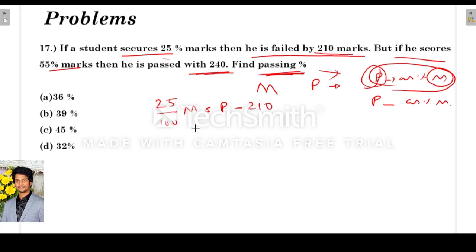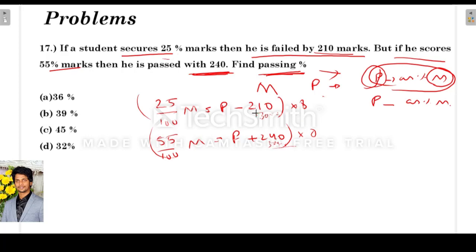Okay. Now if he gets 55% of the marks, he's passed with 240, means he got 240 more than passing marks. So now what we will do, we have to find p as a percent of m, right? So we have to eliminate this and this. So this is 30 into 7, this is 30 into 8, right? So multiply this whole by 8 and multiply this whole by 7, so that this is minus and this is plus, these two will get cancelled out.